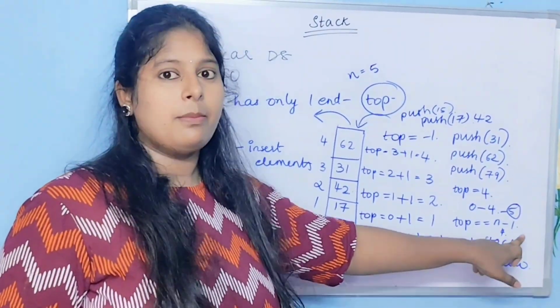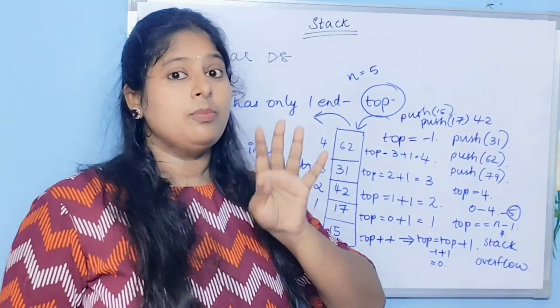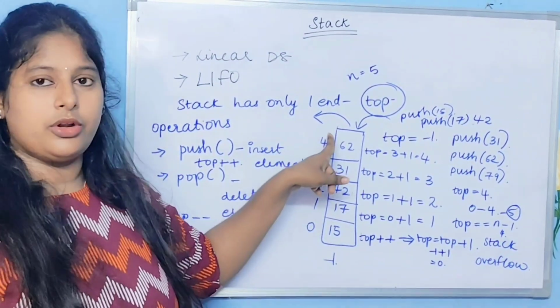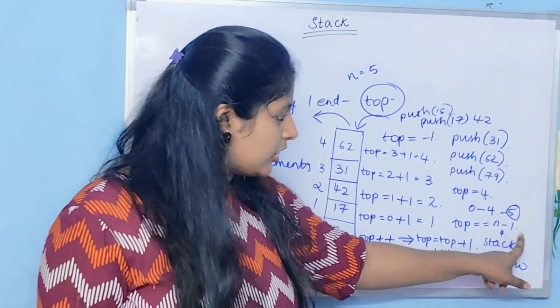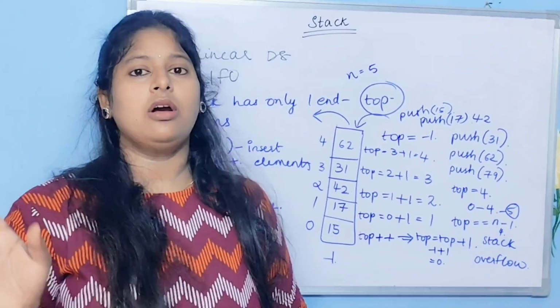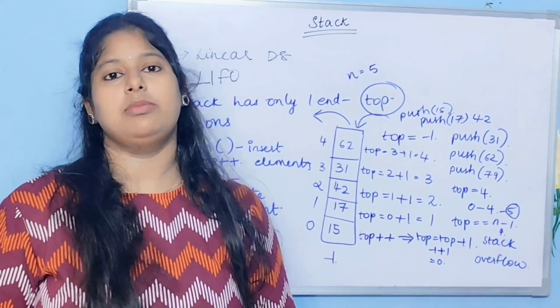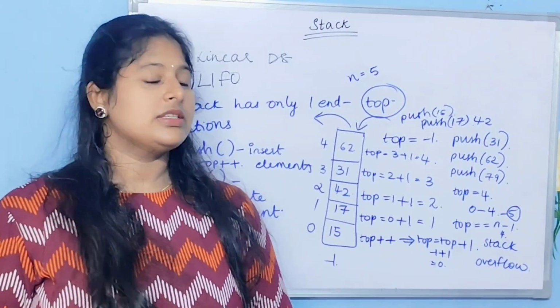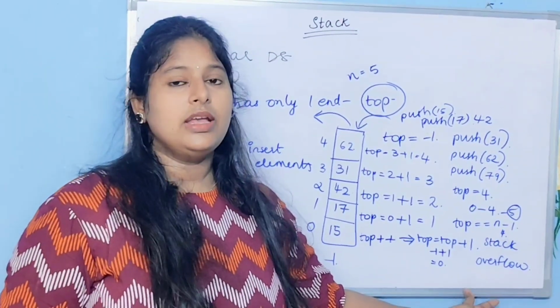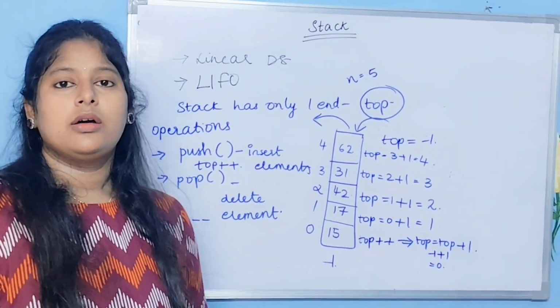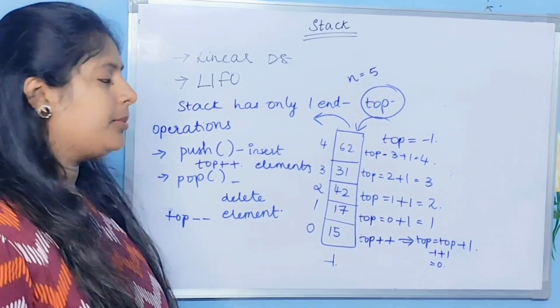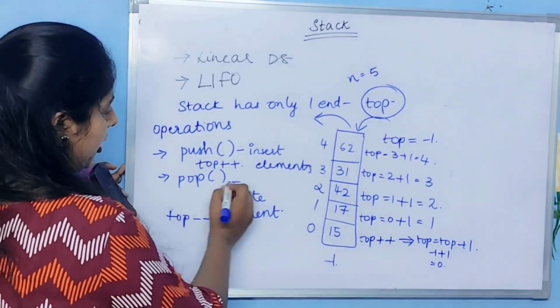N means 5 minus 1. Okay, that's 4. Array index starts from 0 to 4. Right, over here 0 to n minus 1. So I've written when top equals to n minus 1, you cannot add elements or you cannot push elements into the stack. Okay, this is one of the condition in the stack. Right, so now we'll perform pop operation.